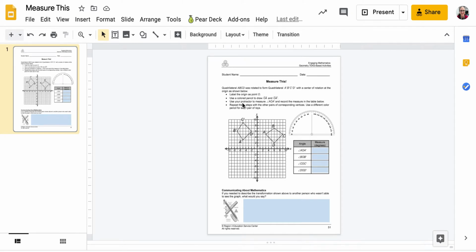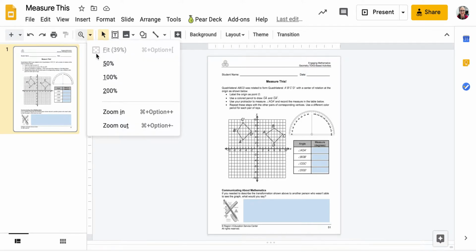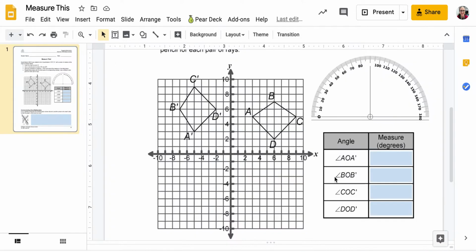So for this activity, you're going to need to use a protractor. Let me show you how to do that really quick. So first things first, let's zoom in. I'm going to go to 100% for now. Yeah, that looks pretty good.